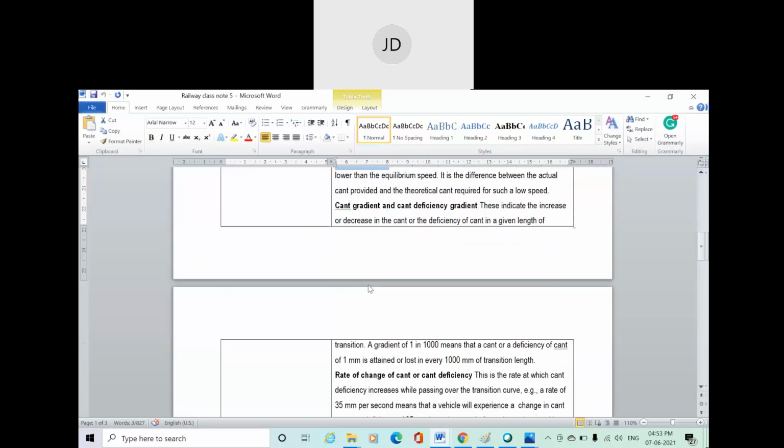Fine. Next, cant gradient, or you can say cant deficiency gradient. What is that?